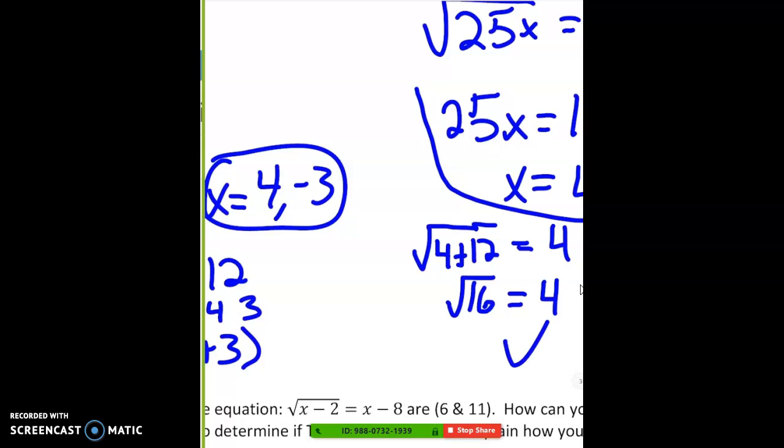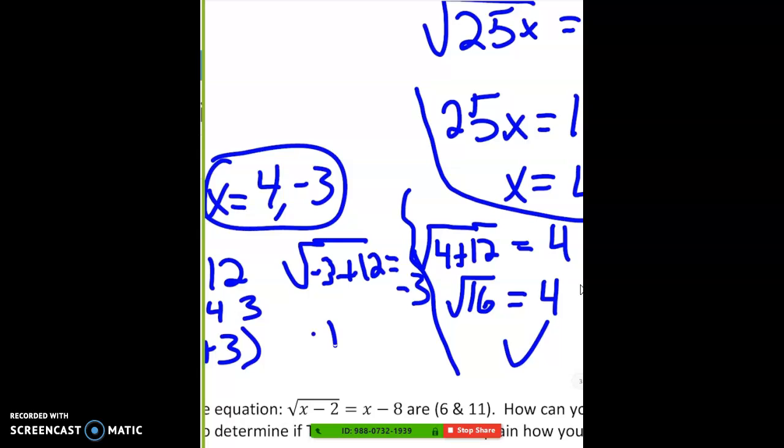All right. Then I do the same thing with negative 3. So negative 3 plus 12, and remember you plug in that negative 3 to that side. If you do this, you have the square root of 9 is equal to negative 3. So is the square root of 9 equal to negative 3? No, it's equal to positive 3, right?